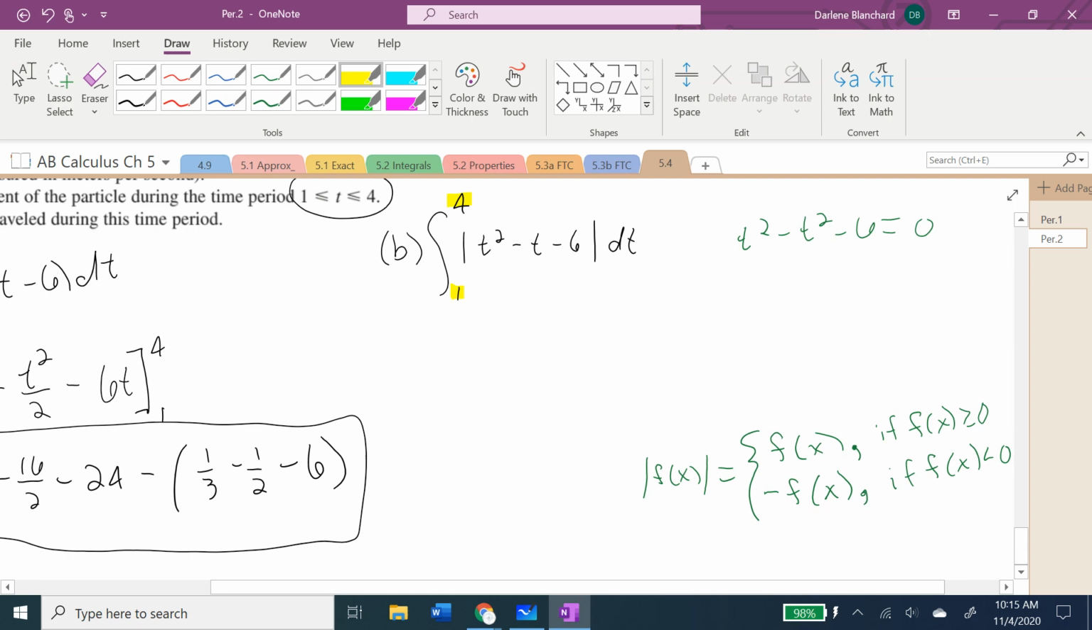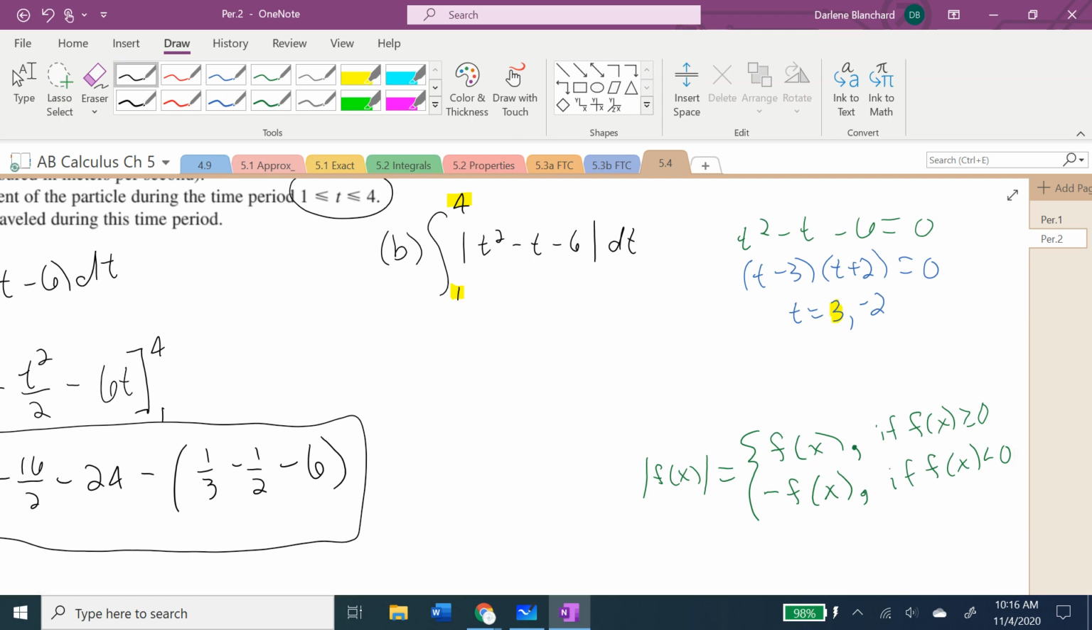And then once you figure out what makes it equal 0, are any of those within the interval between 1 and 4? And I just realized I wrote t squared twice. There we go. You got it. So the full solution to the equation is 3 and negative 2, but only 3 is within that interval.